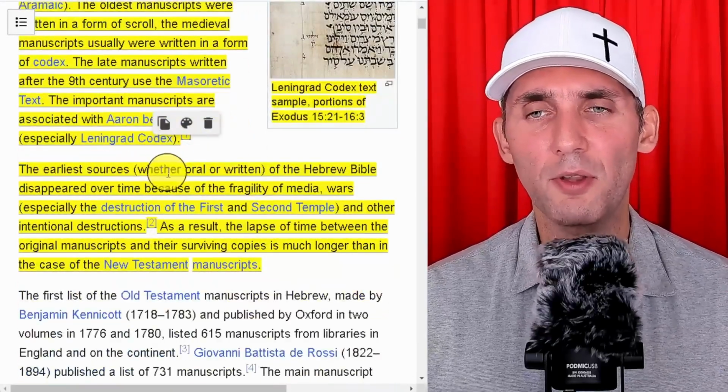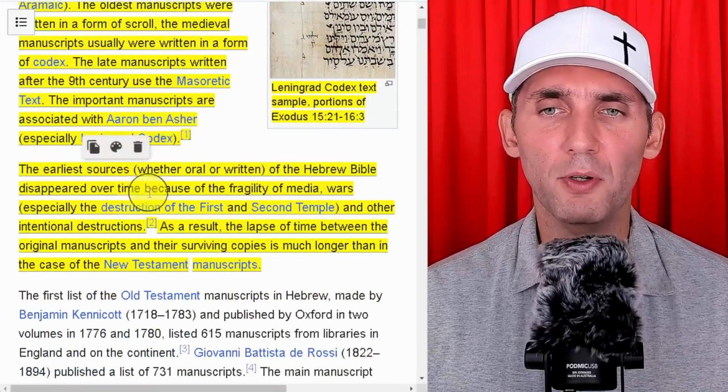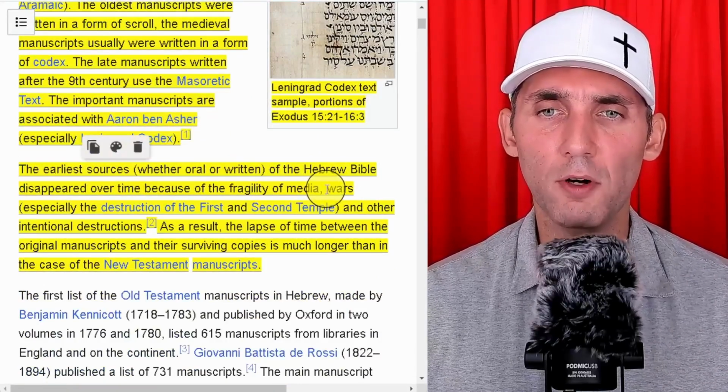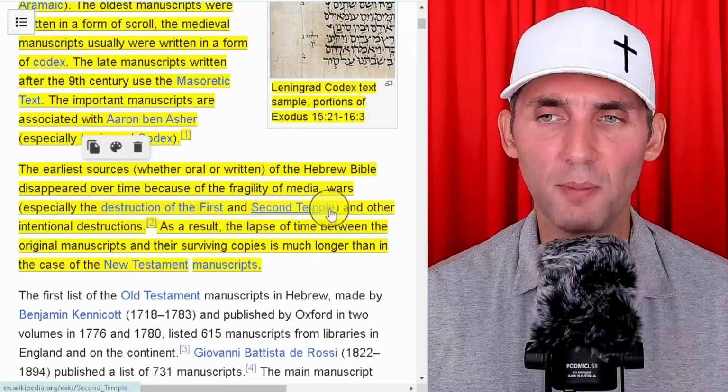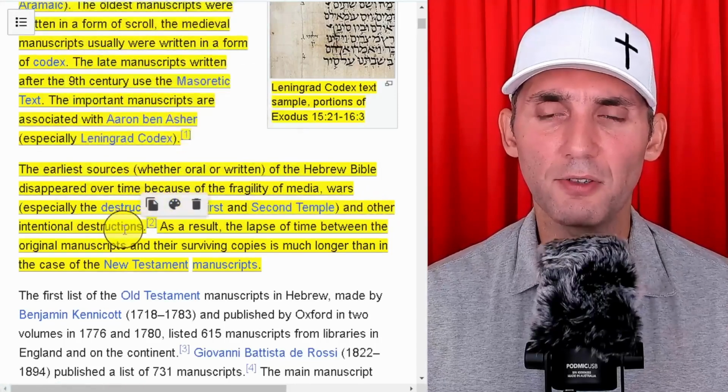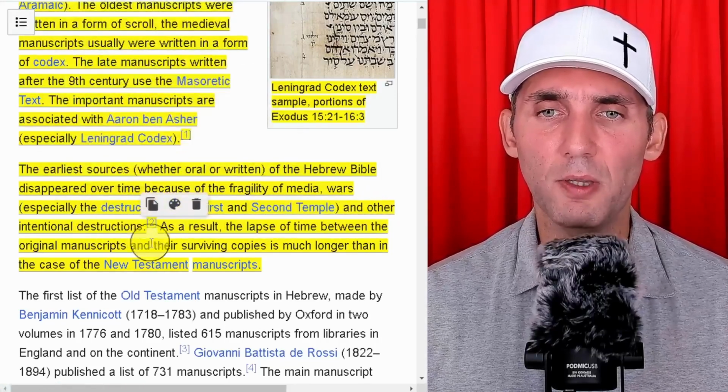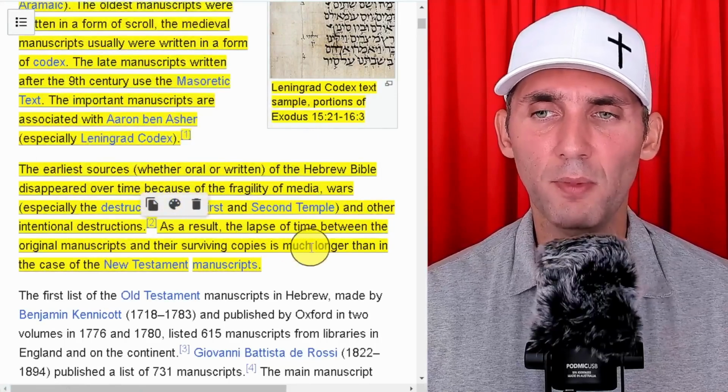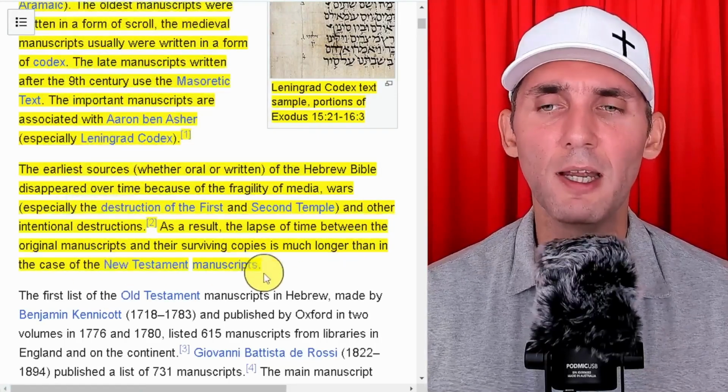Moving on. The earliest sources, whether oral or written, of the Hebrew Bible disappeared over time because of the fragility of the media, wars, especially the destruction of the First and Second Temple, and other intentional destructions. As a result, the lapse of time between the original manuscripts and their surviving copies is much longer than in the case of the New Testament manuscripts.